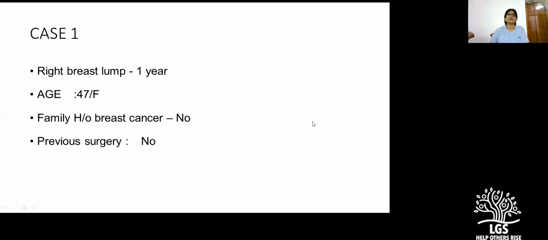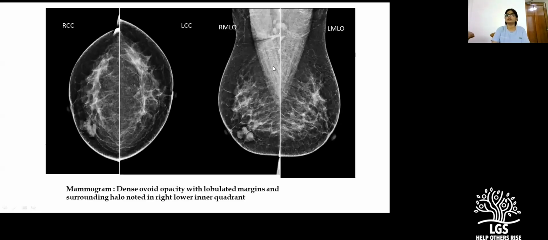Yeah. So this is a 47-year-old lady with a breast lump of 1 year duration, no known family history of breast cancer, and no previous history of surgery. Moving forward. So this is her mammogram.